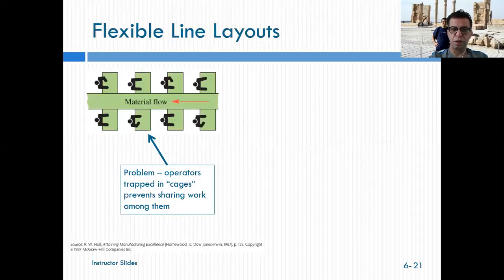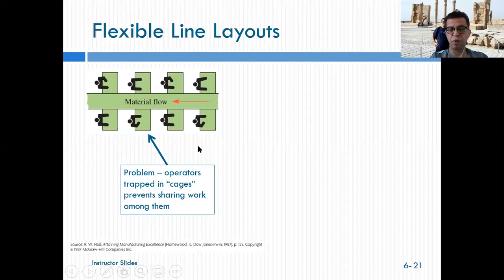Now this shape, the flexible line out. If you notice here, when the product, the work, comes in here, these people are not looking at each other. So the product comes in here, he fixes it, he does his process and sends it on. Each one takes a turn, so if anybody is slow, that will probably slow down the flow of the product. So the problem: operators trapped in cages, preventing sharing work. They're not sharing work with each other.